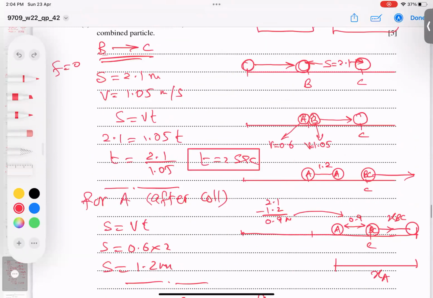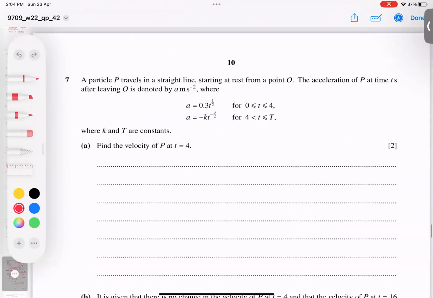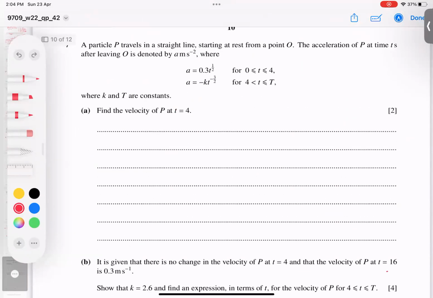And just as a teacher, when you have these kinds of questions come, please draw these kinds of diagrams. Let's go for the next and last question of this paper. P travels in a straight line and starts from rest at O. So when time is 0, velocity is confirmed 0 and S is 0 because it starts from rest.